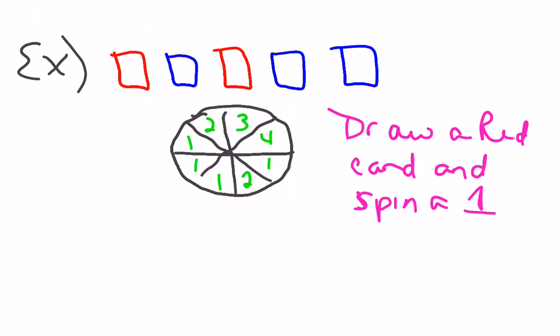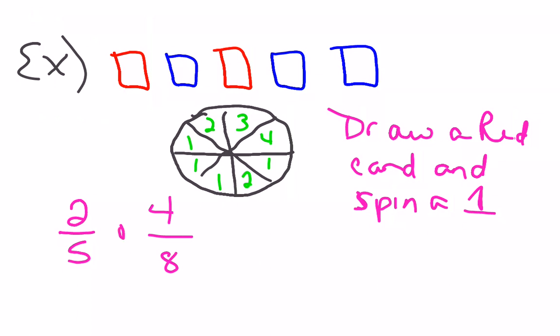However, we need to figure out what the probability is. To find the probability of drawing a red card, we need to know how many red cards there are out of the total. In this case, there are 2 red cards out of a total of 5. So 2 out of 5 would be our probability of drawing a red card. Then spinning a 1. Now we need to look at how many spaces have a 1 on them out of the total number of spaces. In this case, there are 4 1s and a total of 8 spaces.